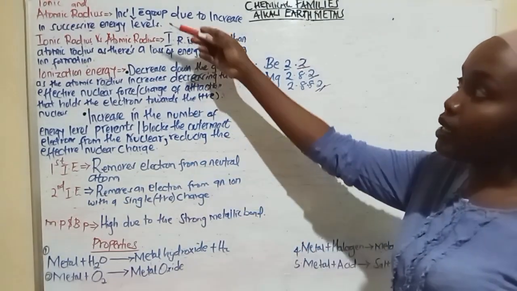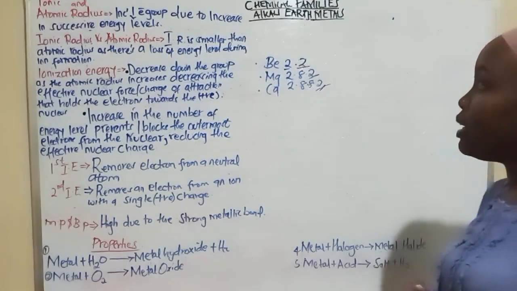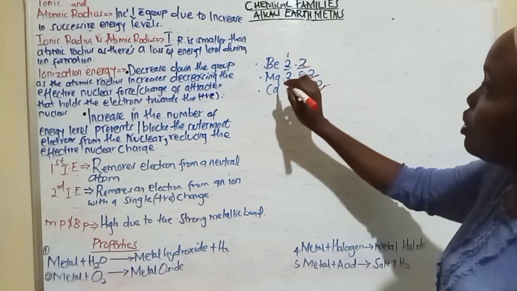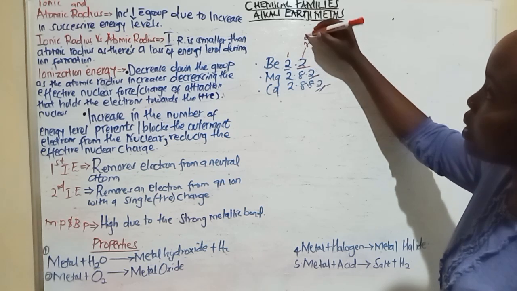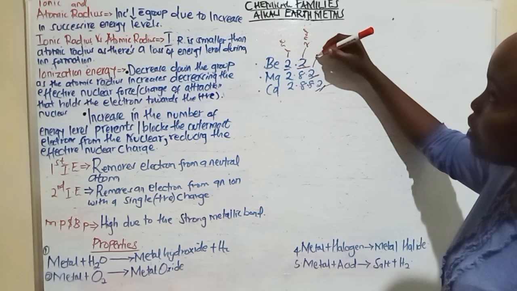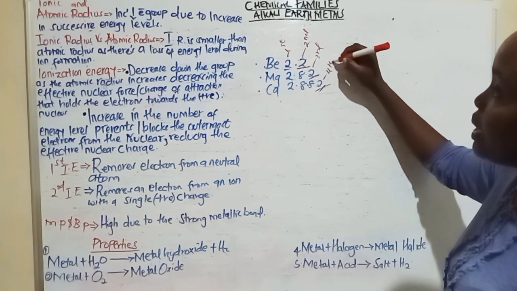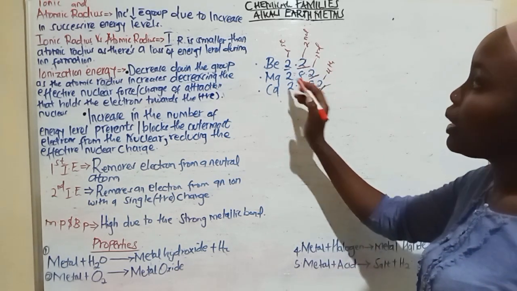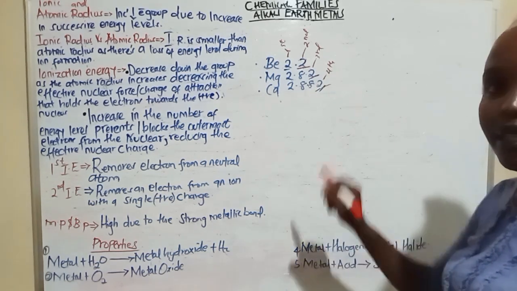So we say the atomic and ionic radius increases down the group due to an increase in the successive energy levels. As you can see here, in beryllium we have the first energy level, and the second energy level. Now when you go to magnesium, you have the first, second, and the third. Calcium, you have first, second, third, and fourth energy level. So as we go down this group, we keep on adding another energy level. So this increases the atomic radius, okay?